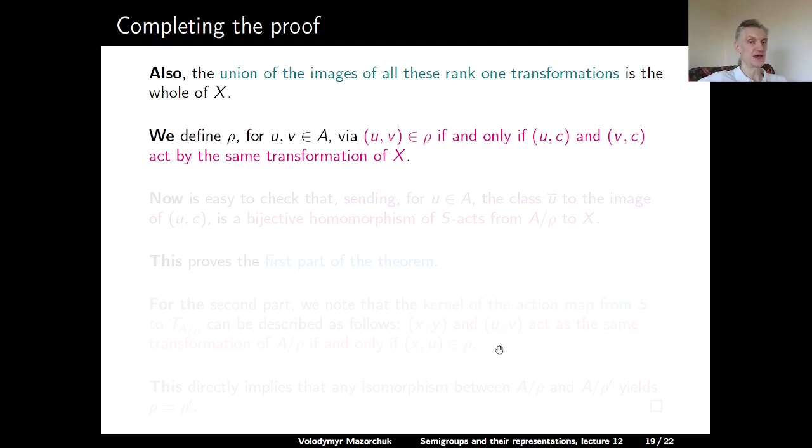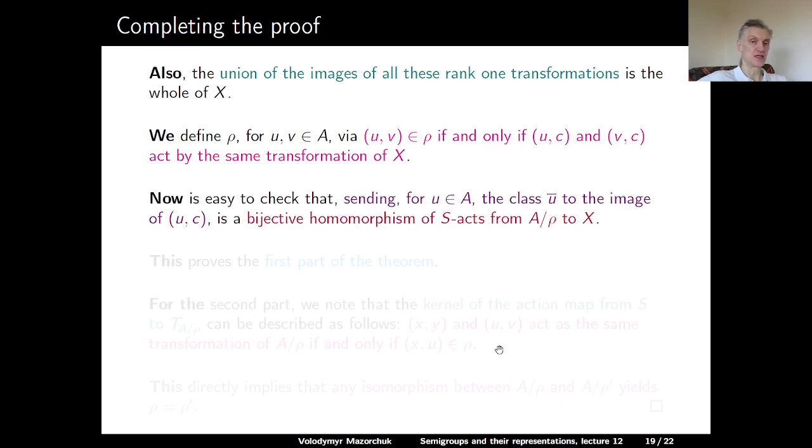Now we can define the relation ρ, that's an equivalence relation on A, as follows. For u, v in A, (u, v) belongs to ρ if and only if uC and vC act by the same transformation of X. And now it is easy to check that sending, for u in A, the class u overlined with respect to ρ to the image of uC is a bijective homomorphism of S acts from A modulo ρ to X. And this proves the first part of the theorem.